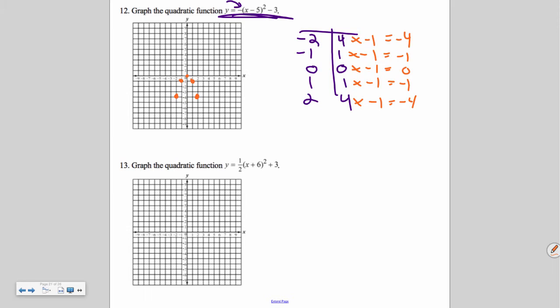Okay? And then I follow the same rules. Right and down. So when I move them right and down, right 5, 1, 2, 3, 4, 5, down 3, I get a graph that looks like this. And that is my final answer for that. Check your answer for 13.